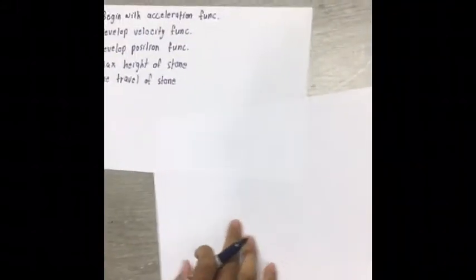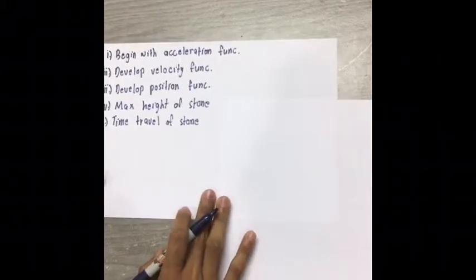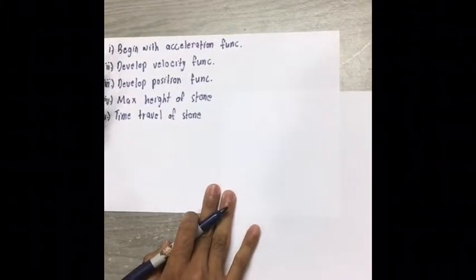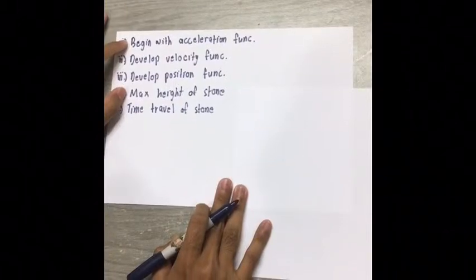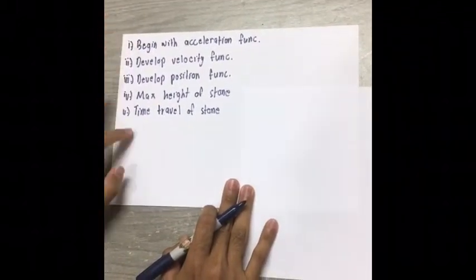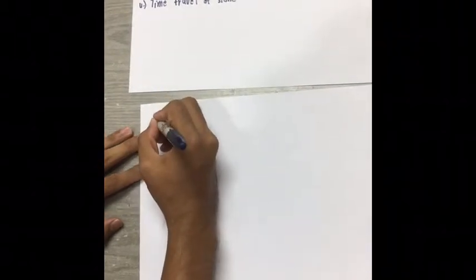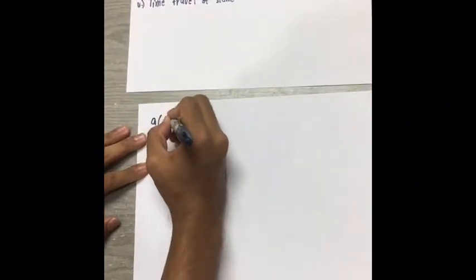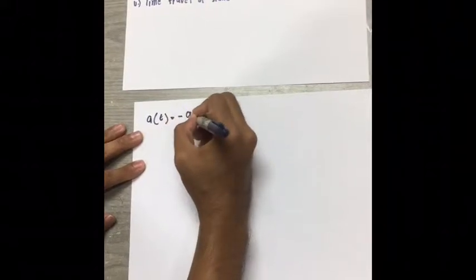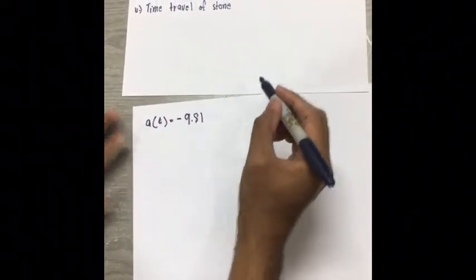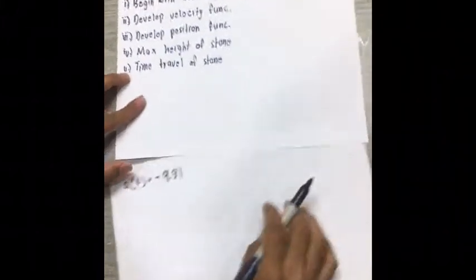Okay, now we will start the calculation. First, we will look at the question. I divide the question into 5 questions because the question tells us that we have 5 questions. So the first question begins with the acceleration function. As we know, the acceleration function is equal to negative 9.81. So the first question is done.